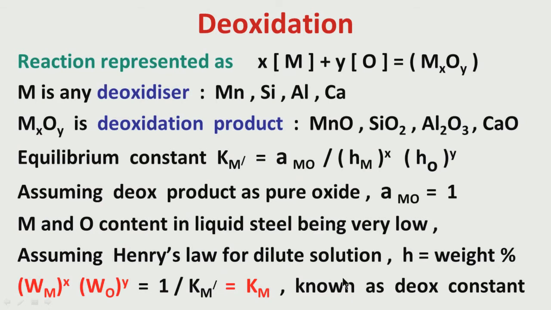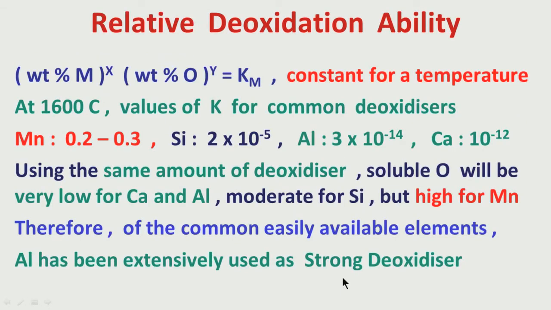Now, if you want to look into what the values of this constant are, that will give an indication of how good the deoxidant is. So, let us go into the concept called relative deoxidation ability.